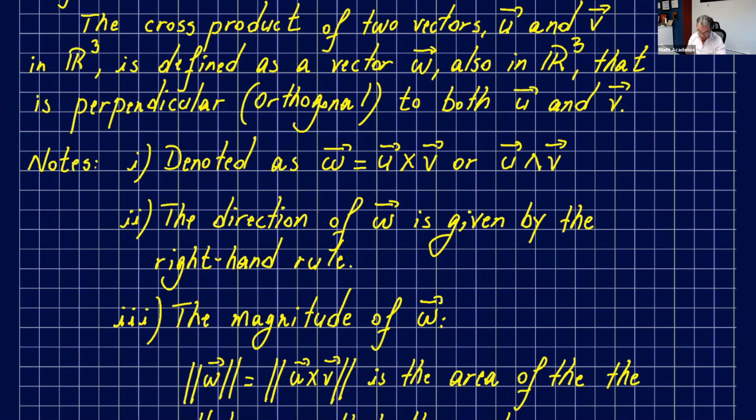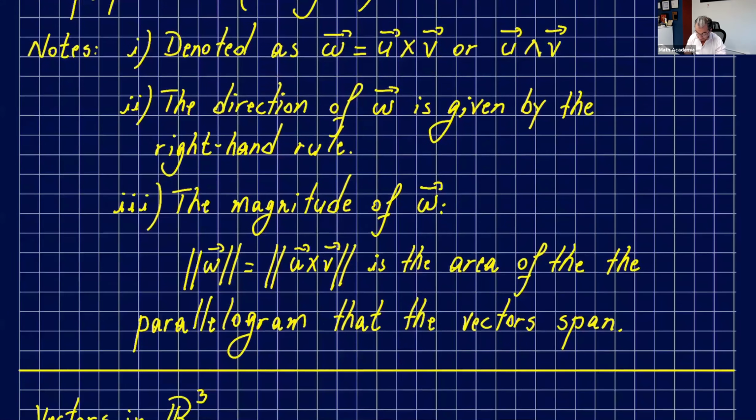The direction of w is given by the right hand rule. We won't do that in this video, maybe in the next video, or in physics you're going to see how they use the right hand rule. The magnitude of w, which is the magnitude of u cross v, is the area of the parallelogram that the vectors span. And I'll show you that later in the same video.